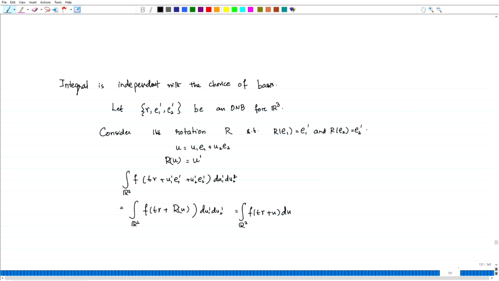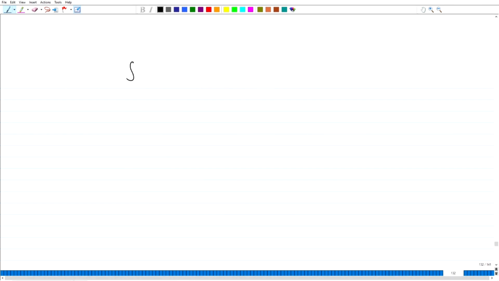One interesting observation from this is the following. I want to claim that the integral over R3 of f of x dx equals the integral from minus infinity to infinity of the integral over P t gamma of f, dt.